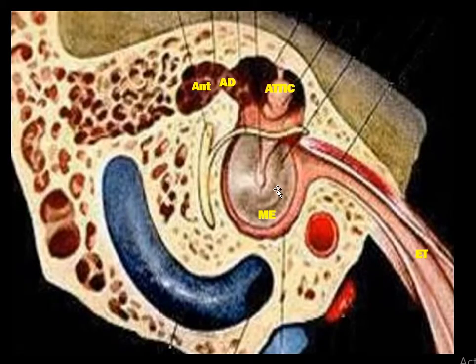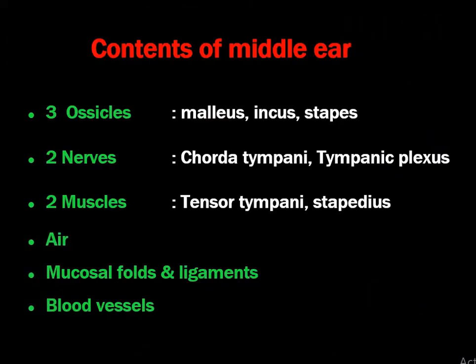This is the cross section of the temporal bone with the middle ear cavity. This is the cavity, and this is the attic, petrous, and the antrum. Okay, these are the mastoid system. Different air cells are there. This is the jugular bulb, internal jugular vein, and this is the internal carotid artery, and this is the eustachian tube. The contents of the middle ear are 3 ossicles, malleus, incus, and stapes, 2 nerves, chorda tympani and tympanic plexus, and 2 muscles, tensor tympani and stapedius muscle. Air, mucosal folds, ligaments and blood vessels are also contents of the middle ear.